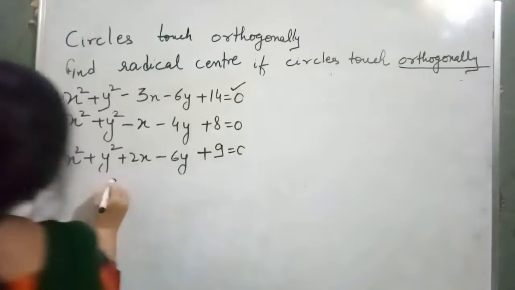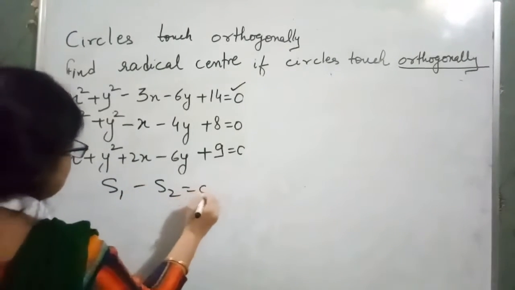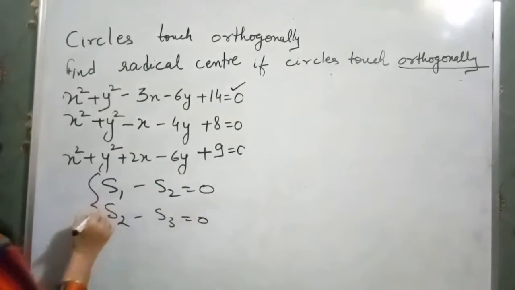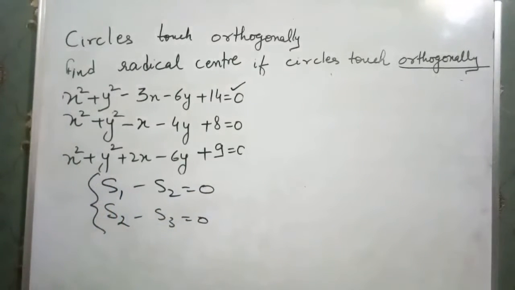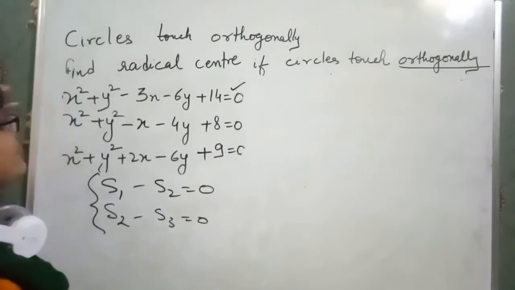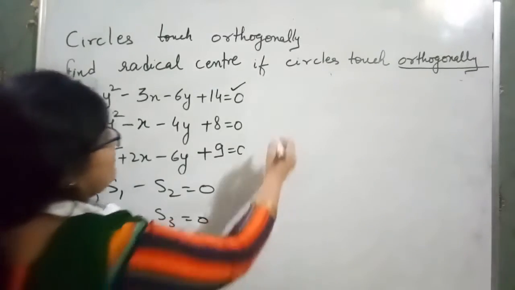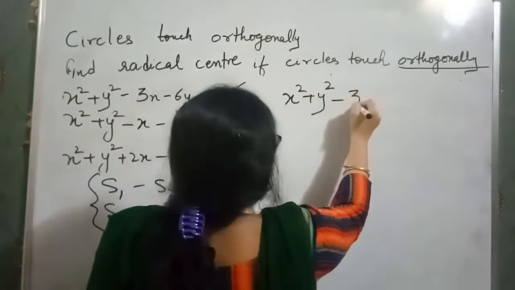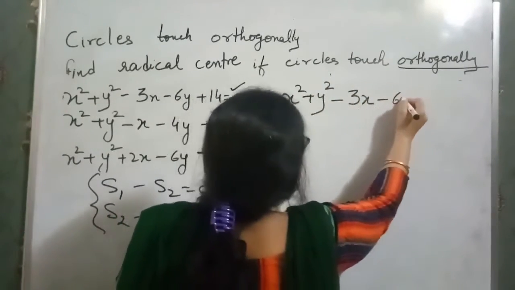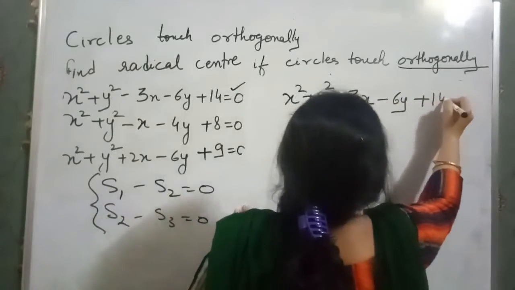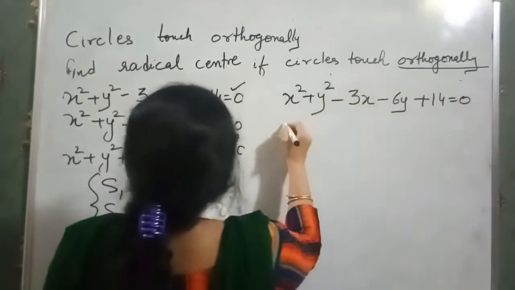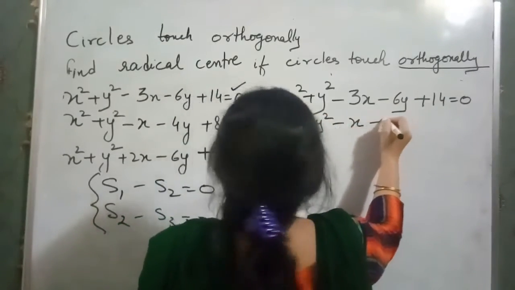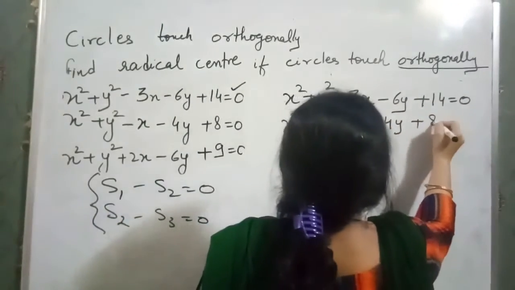You just solve S1 minus S2 is equal to 0 and S2 minus S3 is equal to 0, and after solving it you get the equations, and then you can easily find the radical center for the circles. Now I am just solving the first two equations. x square plus y square minus 3x minus 6y plus 14 is equal to 0, and x square plus y square minus x minus 4y plus 8 is equal to 0.